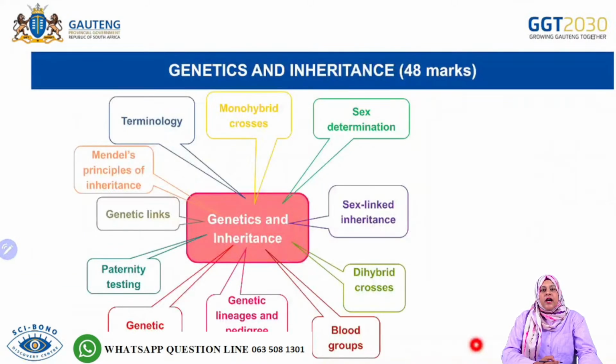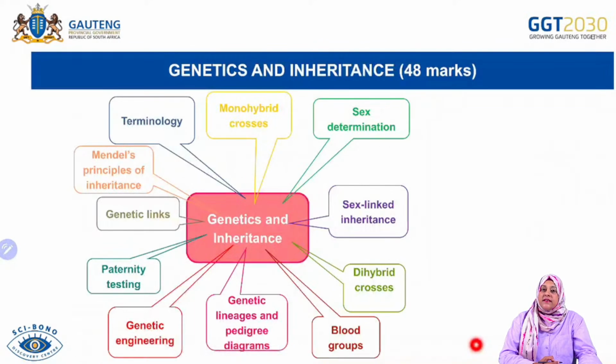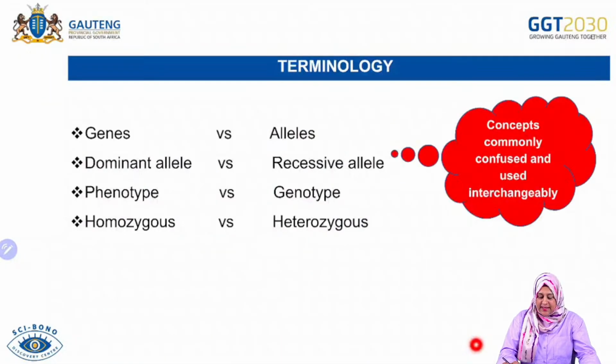We're going to move on now to genetics, and this was another problematic question in the Gauteng prelim paper 2 exam. Remember, genetics is 48 marks, and these are all the different concepts that you need to learn for genetics. We are going to look at a few of them that were problematic, as I said.